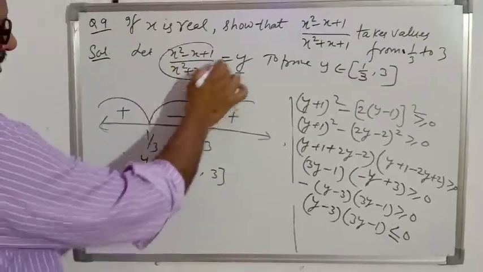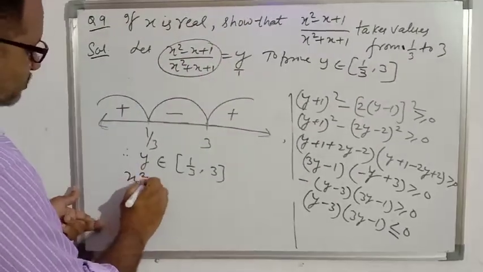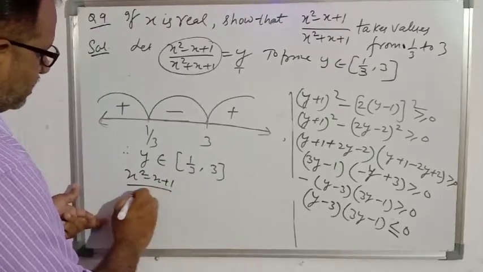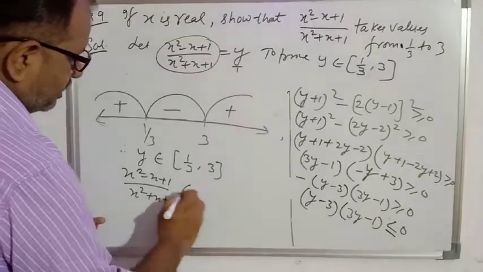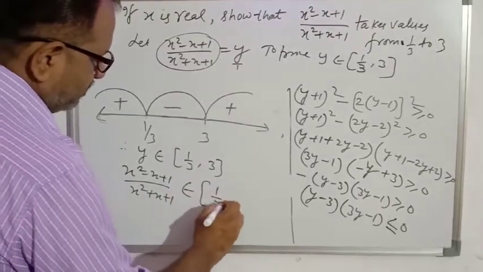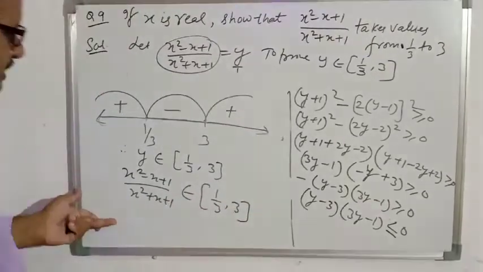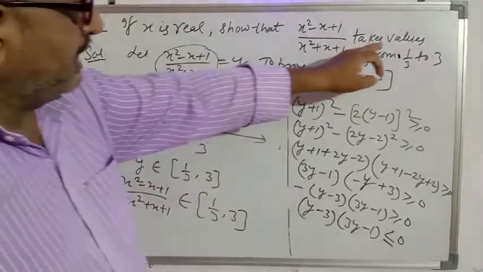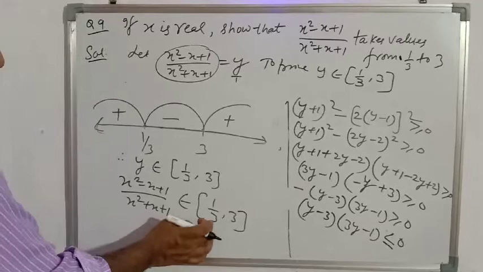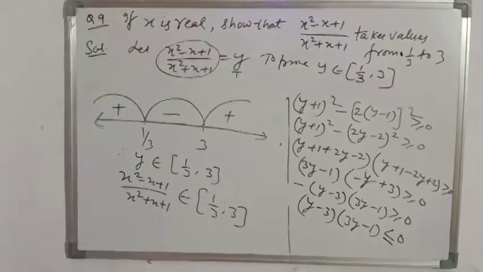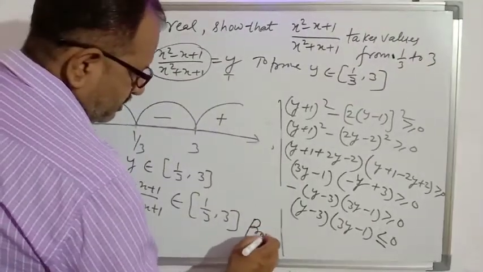We have to prove this result. Y means what? This one, x square minus x plus 1 upon x square plus x plus 1. It belongs to the interval 1 by 3 to 3. So the value of this is from 1 by 3 to 3. We have to prove it. So it is proved.